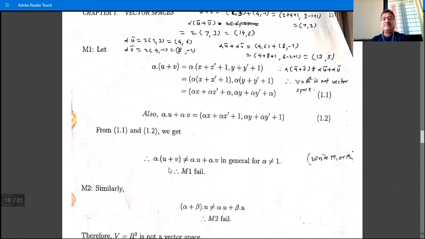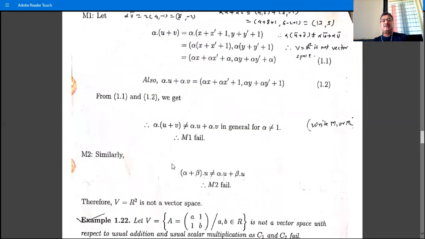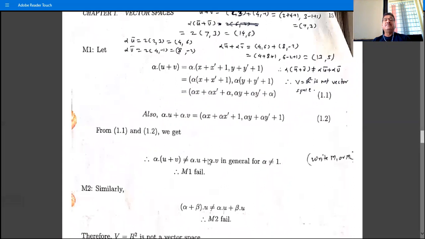What is the property? That alpha(u plus v) is not equal to alpha u plus alpha v. In another notation, we have to show that k(u bar plus v bar) is not equal to k u bar plus k v bar. That is the M1 property. Either use notation for scalars as alpha, beta or small k, small l, and vectors, that is, the elements of the vector space, are denoted by u bar, v bar, or just u, v. So we have to show this property M1 fails. What is the property? k(u plus v) is equal to k u plus k v.